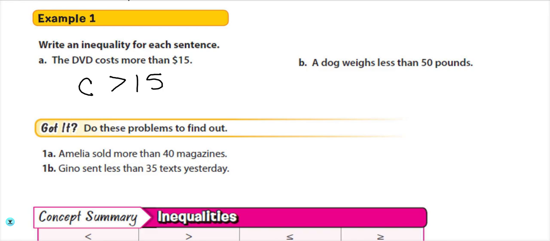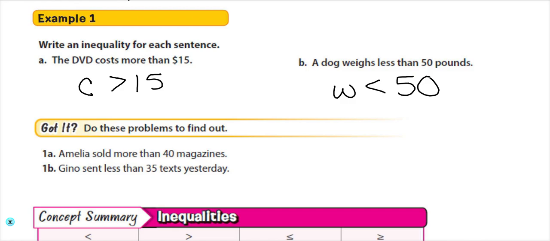Okay, part B, a dog weighs less than 50 pounds. All right, so for this one, it would be the weight, or you could use D for dog, whatever. Okay, and it's going to be less than, so obviously less than, and then 50. That's it. All right, let's go ahead and try the got it questions by ourselves.